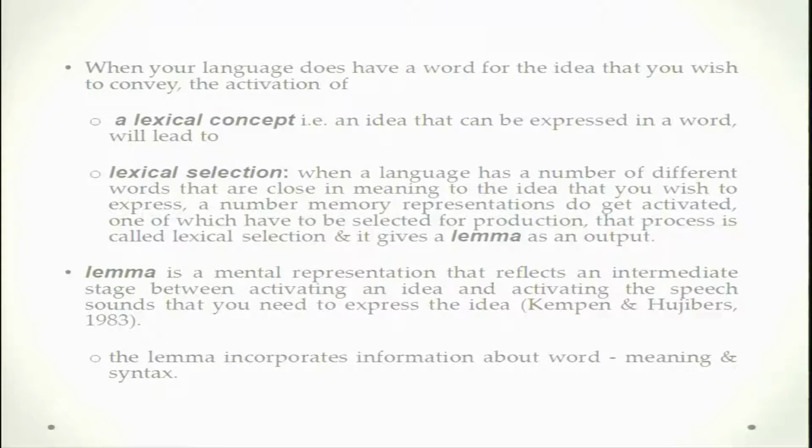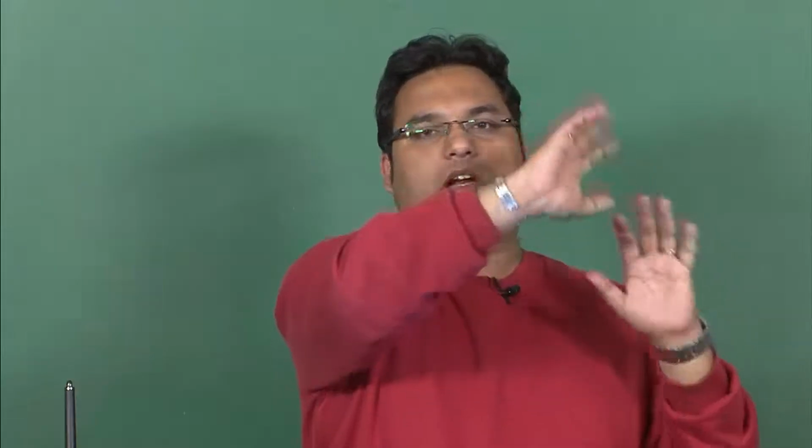So a lexical selection is basically when a language will have more than a number of different words that are close in meaning to the idea that you want to talk about. You will need to select one of them to be able to talk about that. Now for example, you have these memory representations. All of these are getting activated, one of which has to be selected for production. Only one of these you will select for really speaking. The process is called lexical selection. So you came to lexical concepts, you activated so many of them, then you selected one of them. So you achieved a lexical selection.